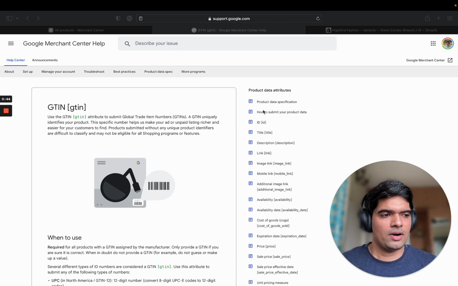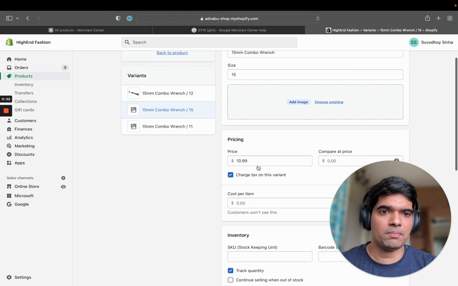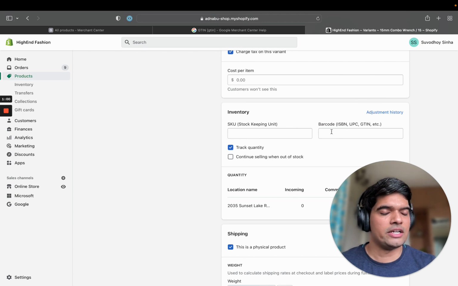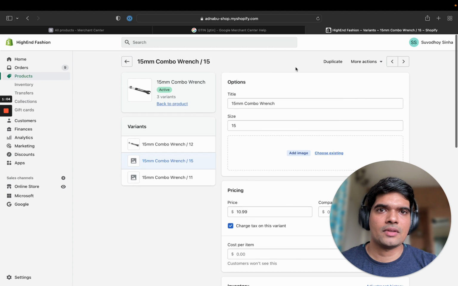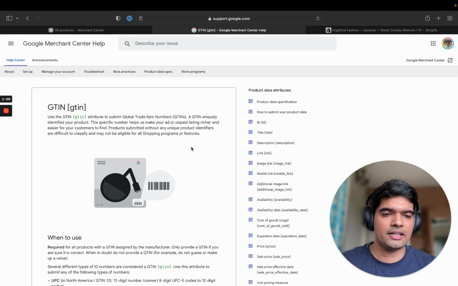First of all, from Shopify, most apps would use the barcode, which is in the inventory part. Not the SKU, but the barcode. That is where the GTIN is usually stored and usually sent to Google Merchant Center. Now, I'll talk about the three broad categories of problems.